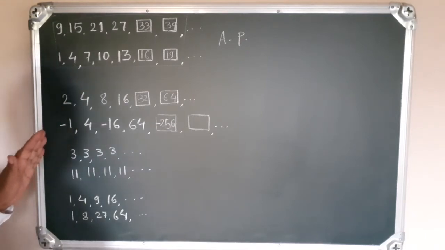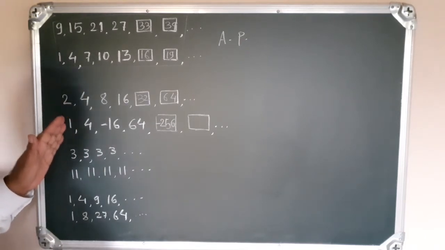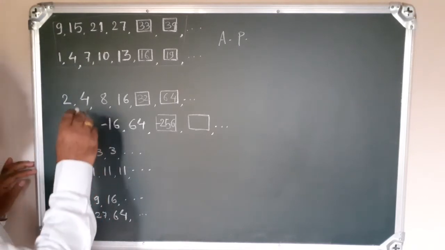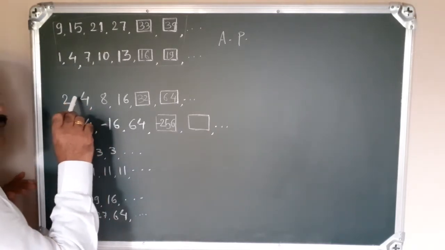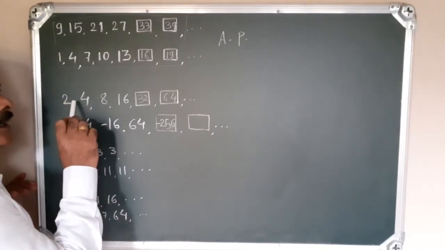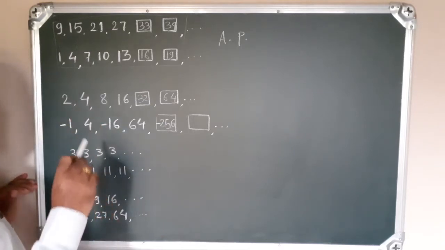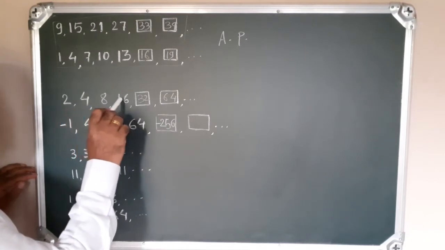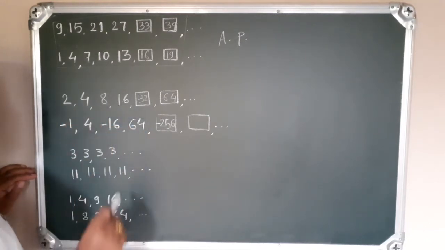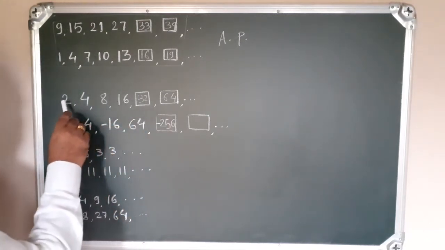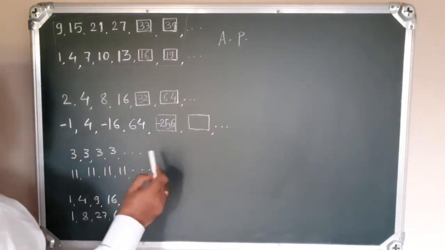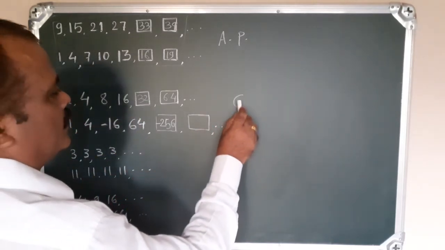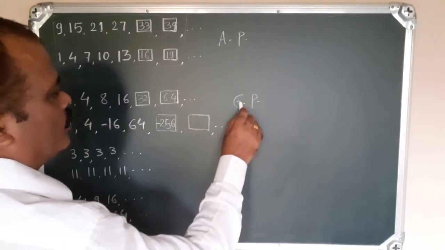And if we multiply the first number by a constant number, so we divide two consecutive numbers, we get a constant number. So 4 divided by 2, that is 2. 8 divided by 4, that is 2. 16 divided by 8, that is 2. So this type of sequence is called GP, that is geometric progression.